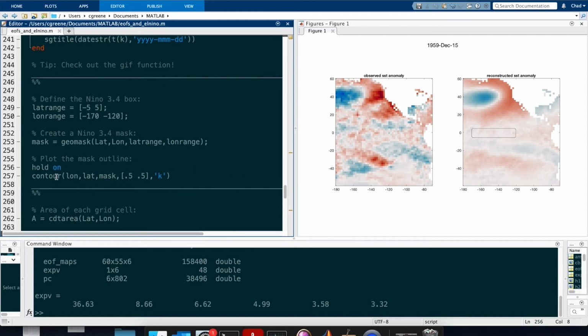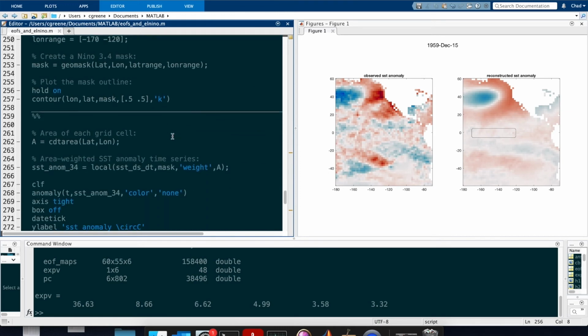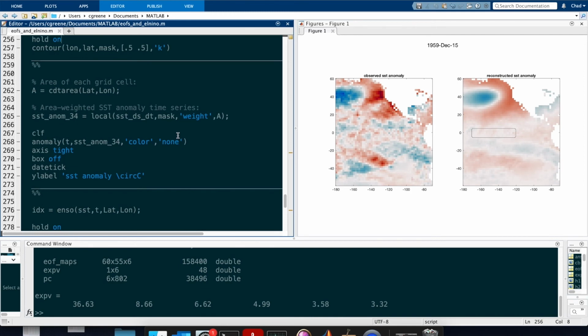Okay, so we've contoured the mask, and we see this box. This is the Niño 3.4 box. There are other boxes that people have suggested as good ways of defining ENSO. You can come up with your own if you'd like, but the most common one is this Niño 3.4 box. And a common way to look at El Niño is simply to average sea surface temperatures within that box.